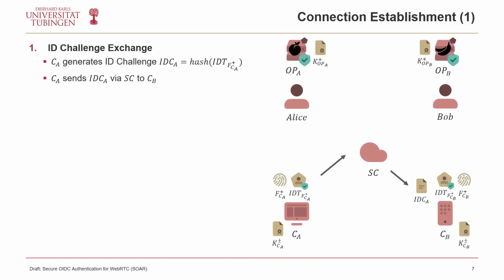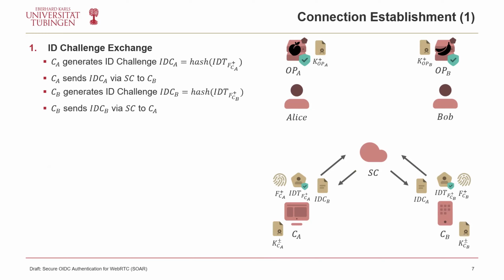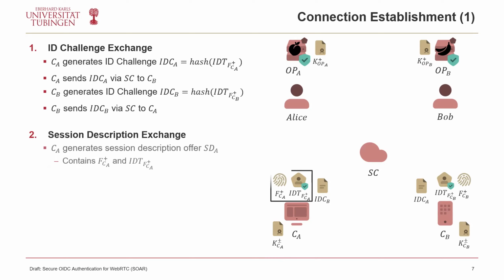When Bob receives the ID challenge from Alice, he does the same. He generates the ID challenge for his ID token and sends it back to Alice. Then the next step is the session description exchange. So then it's the same process as in WebRTC.